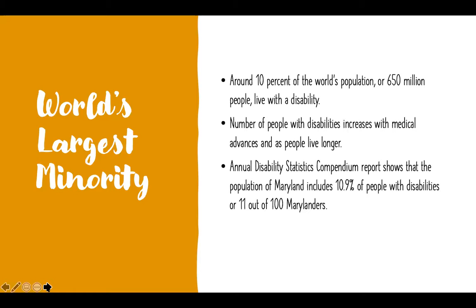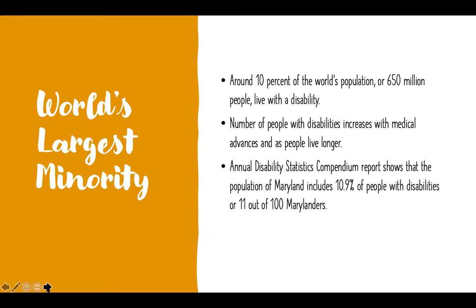And moving from world down to state data, there's an annual disability statistics compendium report, and that's from the census and data that's like that census. The report shows the population of Maryland includes 10.9% people with disabilities. So rounding up, that is 11 out of 100 Marylanders have a disability. This is all disabilities and all demographics. So roughly 11 in 100. So that 10% number holds pretty standard throughout.